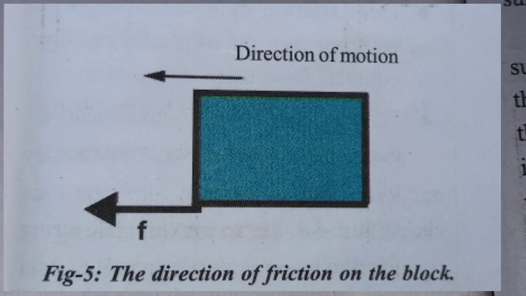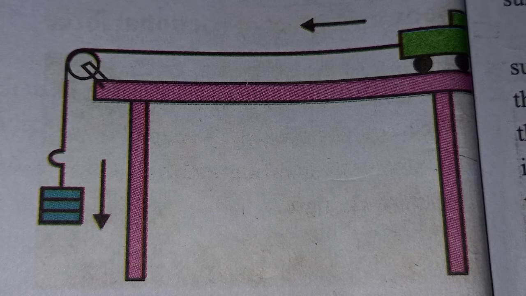So we can increase the trolley's acceleration by increasing the weight on the hanger. If we increase the acceleration of the trolley gradually, at a certain limiting acceleration or limiting weight, the block comes into motion in the reverse direction. This means that now there exists a relative motion between the surface of the trolley and the block.